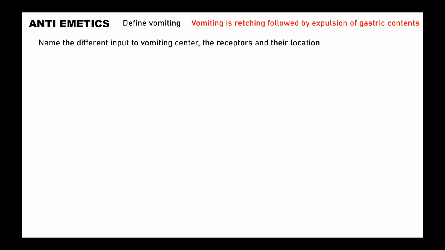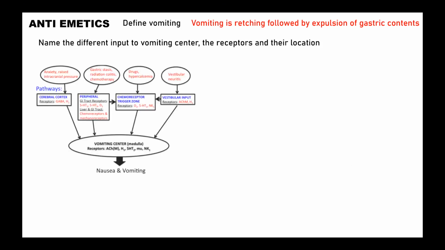Define vomiting. It is a forceful expulsion of the content from the stomach to the mouth, retching followed by expulsion of gastric content. Name the different inputs to the vomiting center and the receptors and their location. Labyrinth, acetylcholine, serotonin from the gut, dopamine.